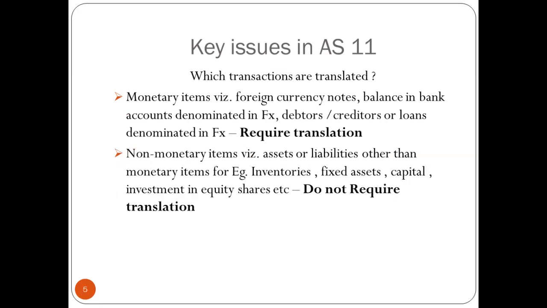The next question that we have to address is, which are the transactions which we need to translate, and are there any transactions which we should not translate? And the answer lies here. AS 11 categorizes the items in two categories. It calls them monetary items and non-monetary items. The monetary items will require a translation. Non-monetary items will not require a translation.